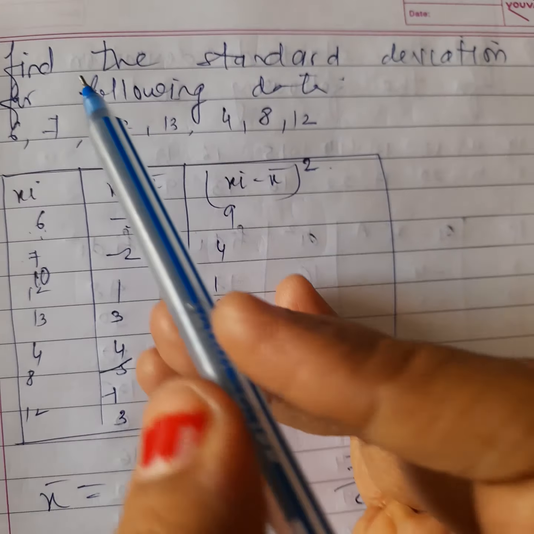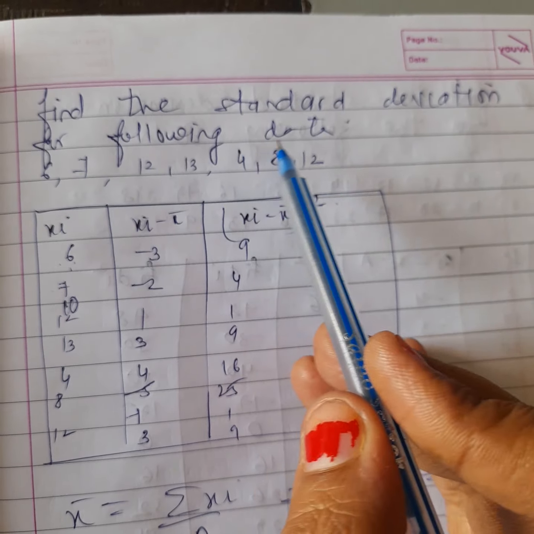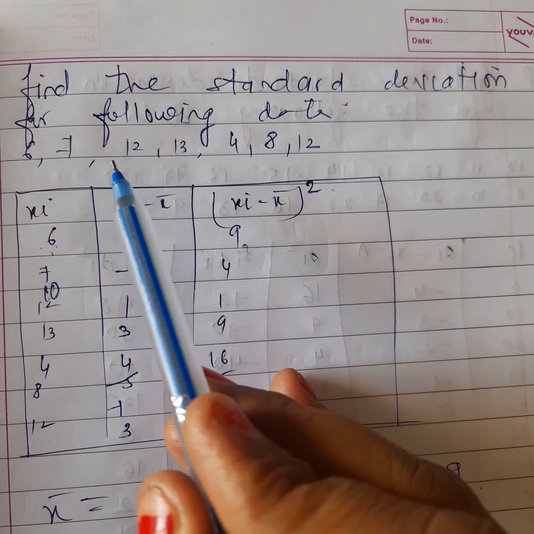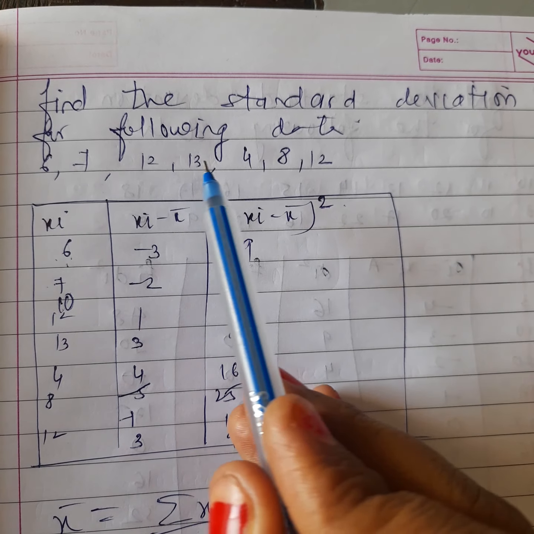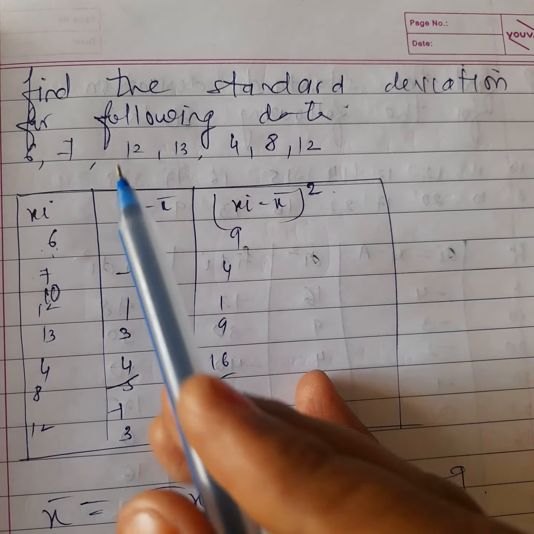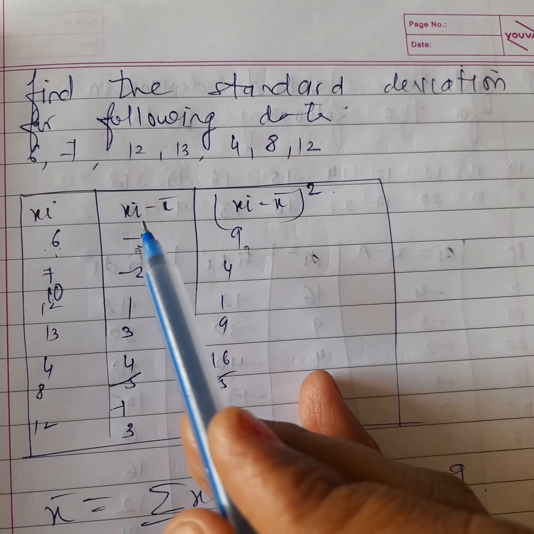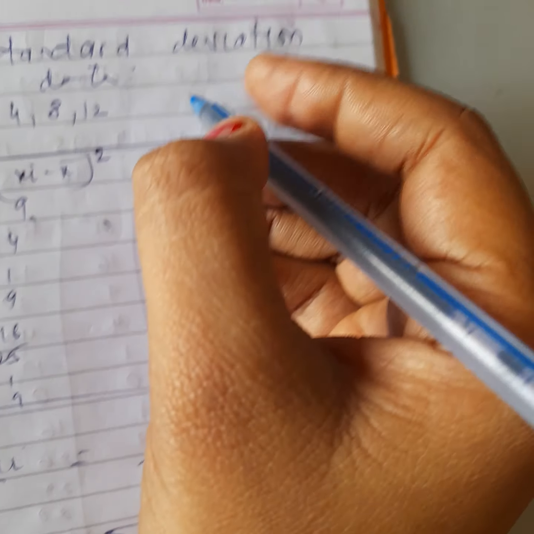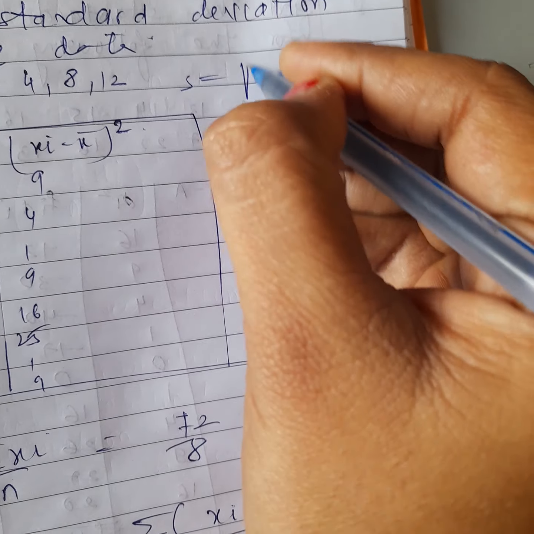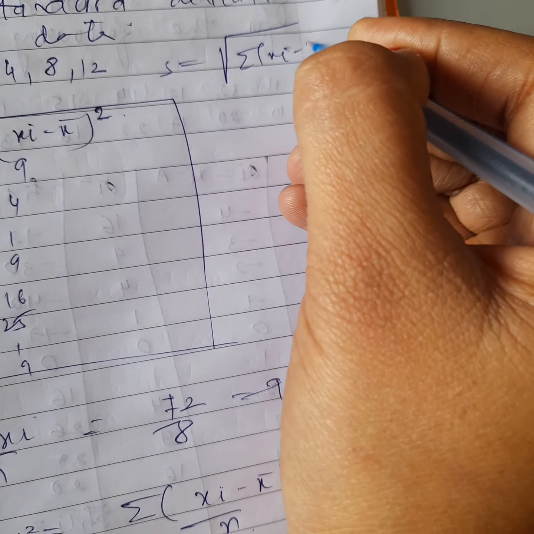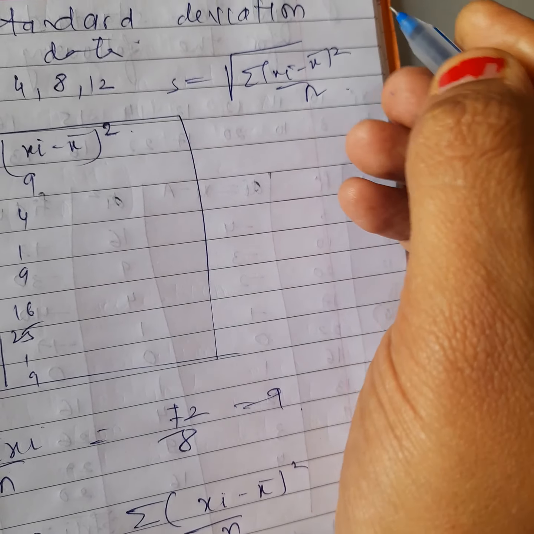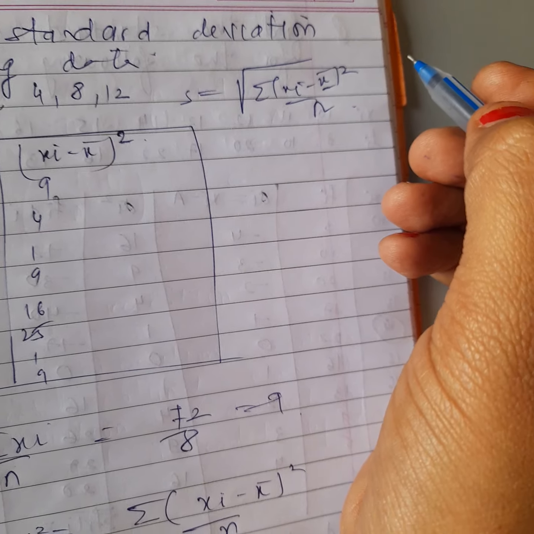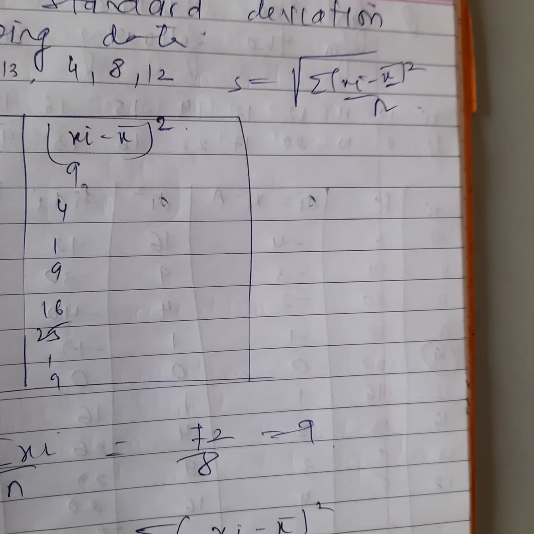In that, the first question is to find the standard deviation of the following data. As you can see, this data is ungrouped data, right? The data is 6, 7, 10, 12, 13, 4, 8, 12. So these are called xi's, right? According to the formula, the standard deviation is the square root of summation of (xi minus x bar) the whole square divided by n. So the first step is to find x bar, so first we'll find the mean.